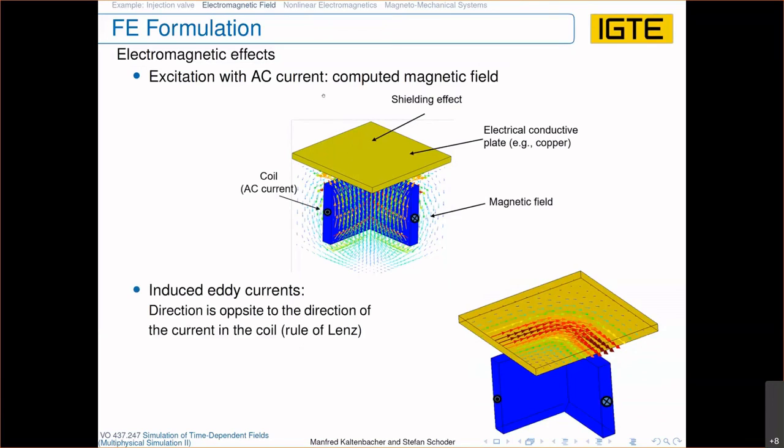What you also nicely see here in post-processing are the eddy currents in the copper plate, and clearly they are in the opposite direction. Due to this effect, as you know, it is very effective, if you want to shield the AC magnetic field, to use a copper plate. Okay, so these are the effects you should get.